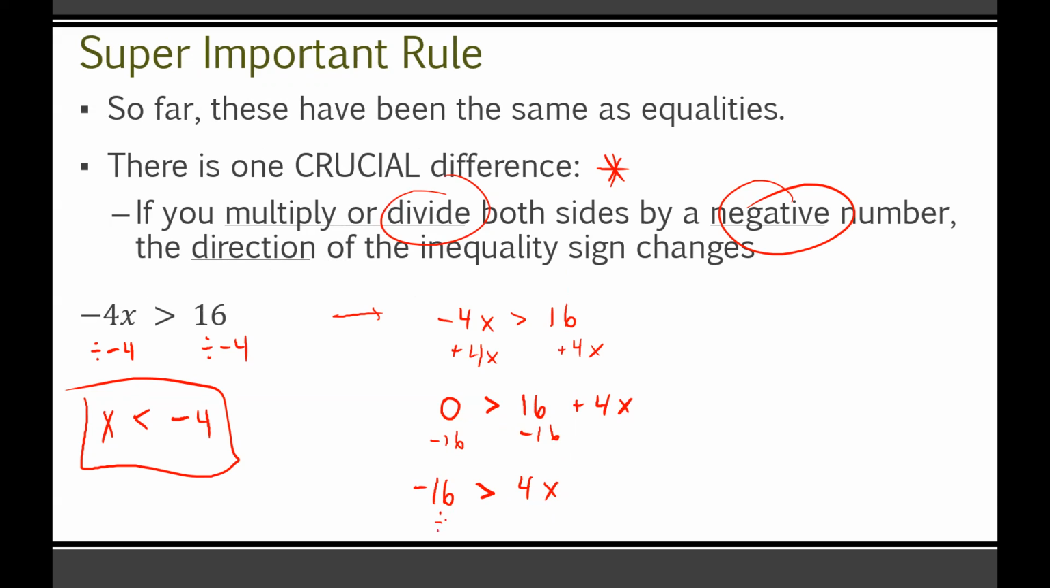So if you divide by 4 on both sides, it's not negative 4 this time around. It's just like positive 4, right? You're going to have negative 4 is greater than x. Now watch the direction of the mouth there. The mouth is trying to eat the negative 4, so you might as well rewrite this the other way around. X is less than negative 4, which is the exact same answer that we got over here.